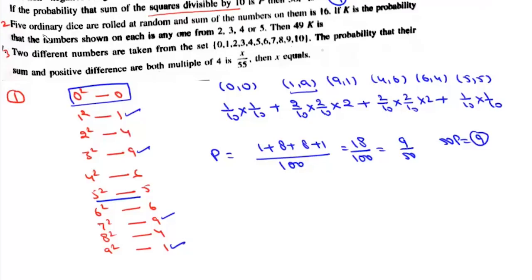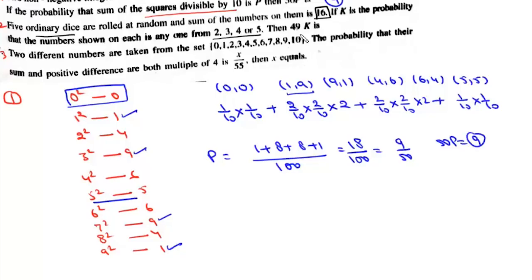Now the next one is: 5 ordinary dice are rolled at random and the sum of the numbers on them is 16. If K is the probability that the number shown on each is any one from 2, 3, 4 or 5, then 49K is. Now this is a conditional probability question. We have to find the probability that the number shown is any one from 2, 3, 4 or 5 when we are given that the sum of numbers on it is 16. First we'll find the total number of ways in which we can get the sum of numbers on 5 ordinary dice as 16.